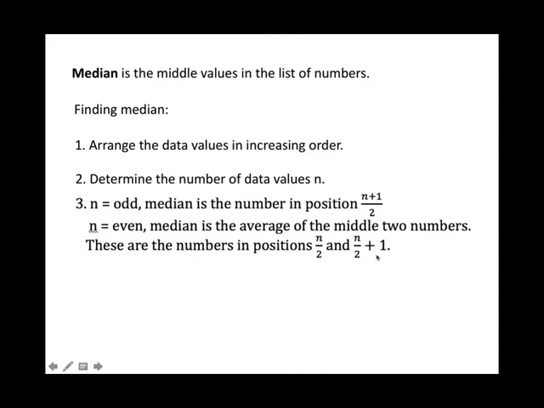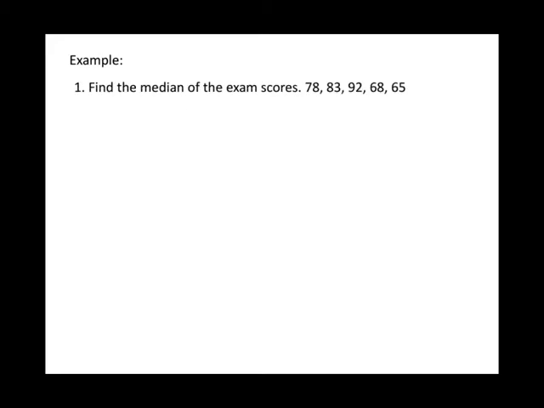Okay, let's try to do the example together. Find the median of the exam scores. So first step, we need to arrange the data values in increasing order. So we're going to rewrite this in increasing order. Then we need to determine the number of data values n. So we're going to count 1, 2, 3, 4, 5. So your n is going to be equal to 5 here, and 5 is an odd number.